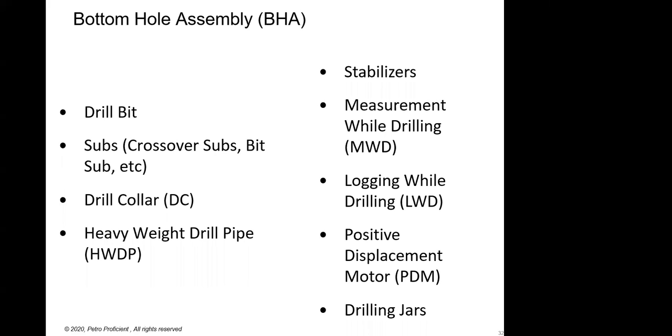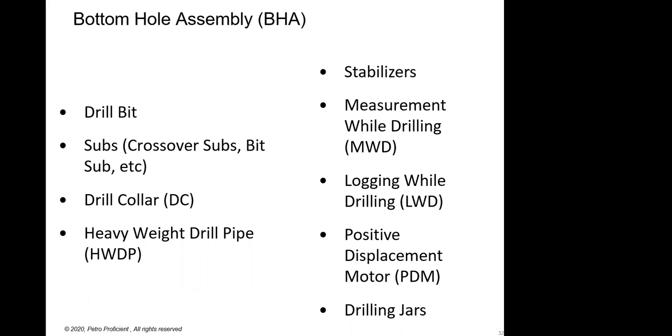Not much change really in subs. There are multiple types of subs: crossover sub, bit sub, etc. In these subs, they will typically have an NRV, non-return valve, which is used to prevent any backflow at the time of influx. Then you have drill collars. A large number of drill collars are used in directional wells. You have non-magnetic drill collars, spiral drill collars, normal drill collars, and square drill collars. So in directional wells, you use a large number of different types of drill collars depending on your requirement.